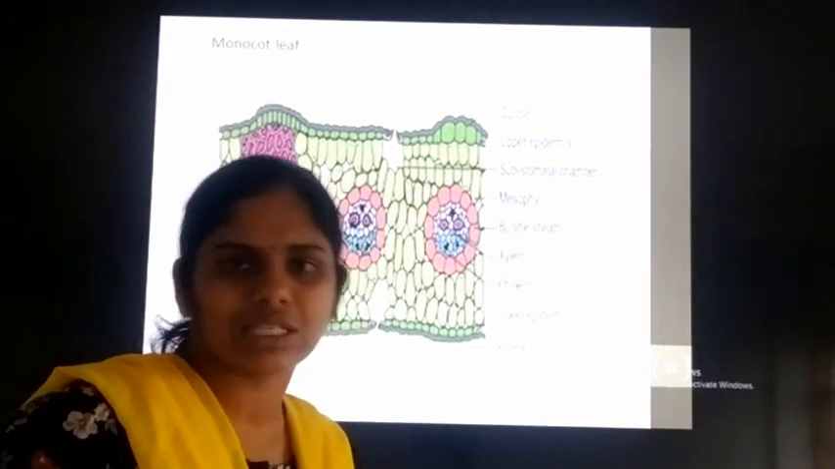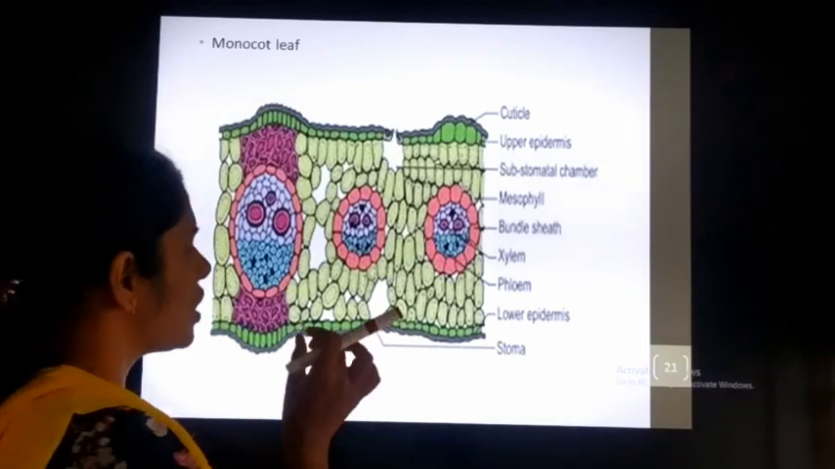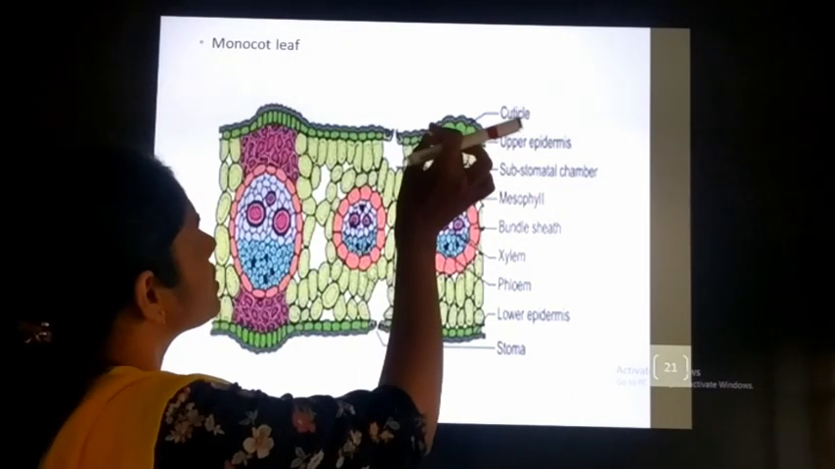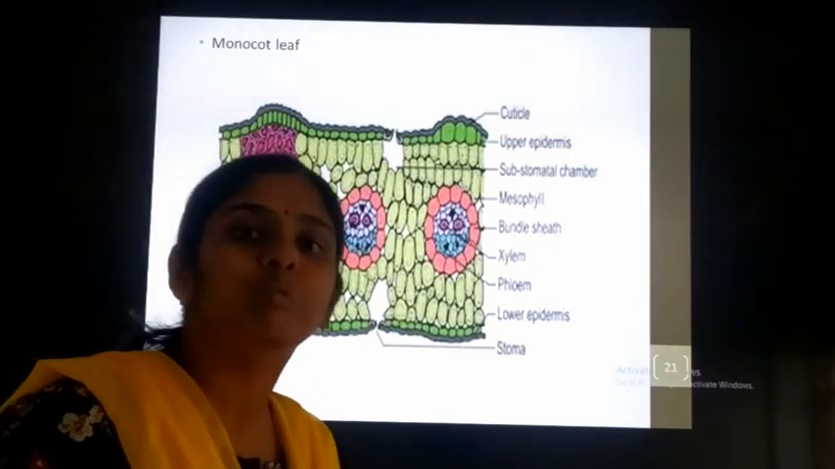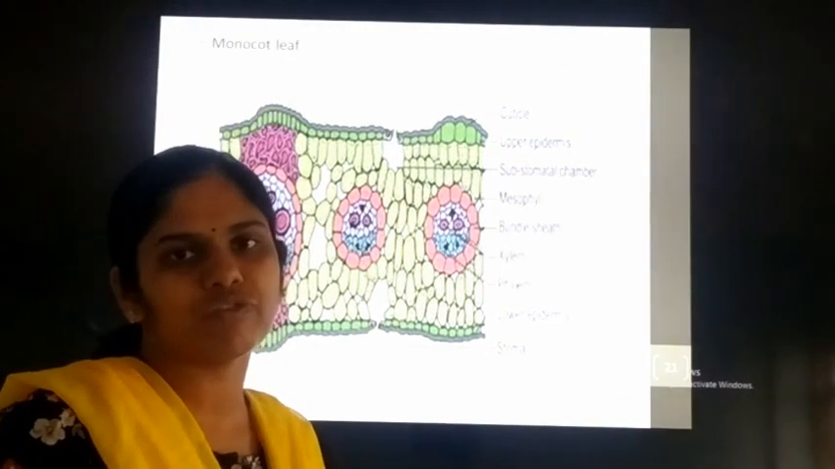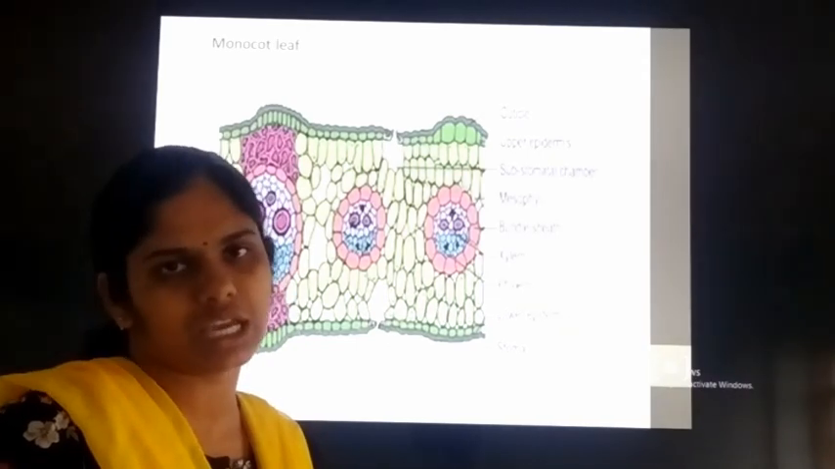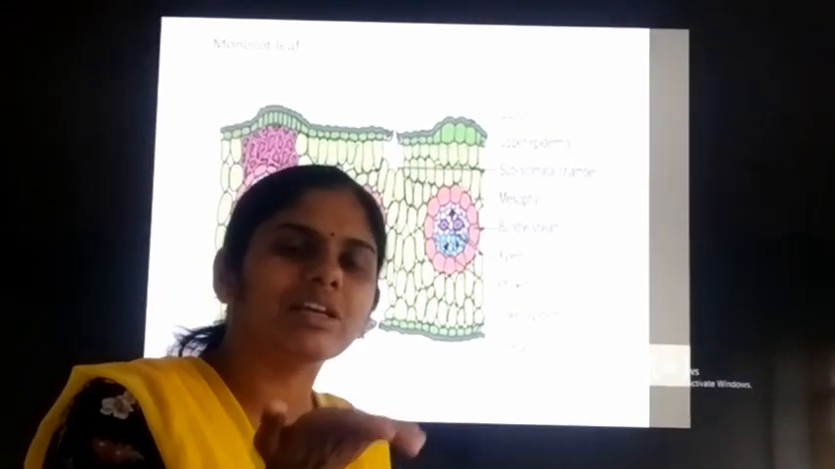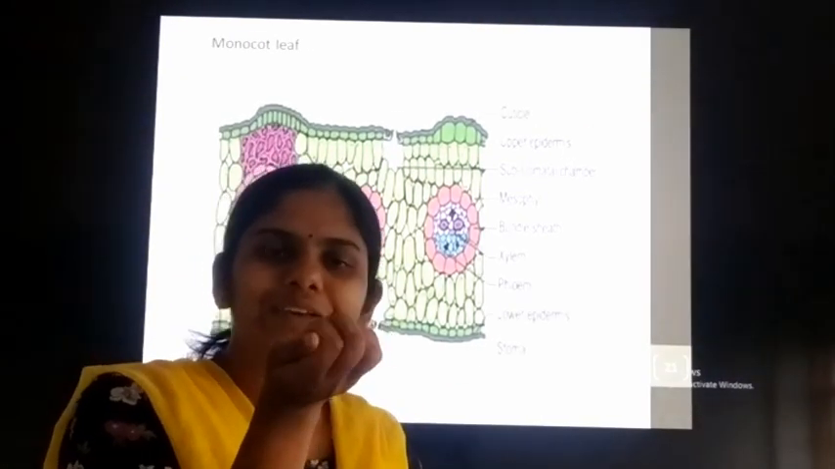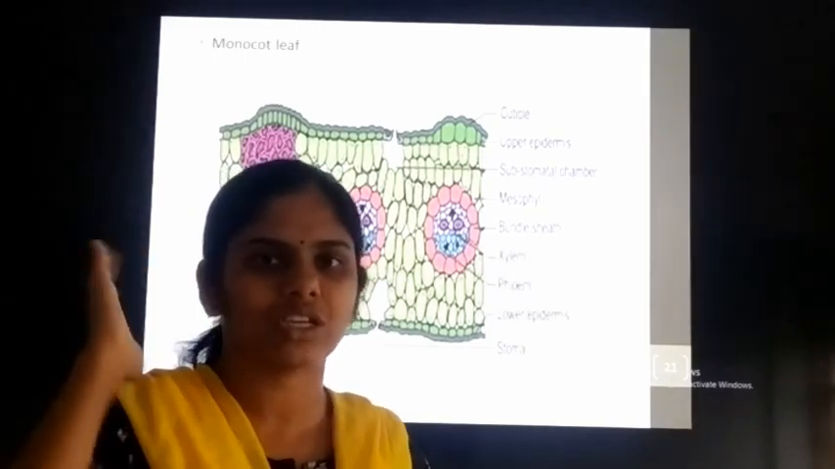These empty colorless cells are called bulliform cells. So in the epidermis, there are some empty colorless cells. They are called bulliform cells. The bulliform cells are also called motor cells. These motor cells are helpful for curling the leaf surface when it is under a stress condition.